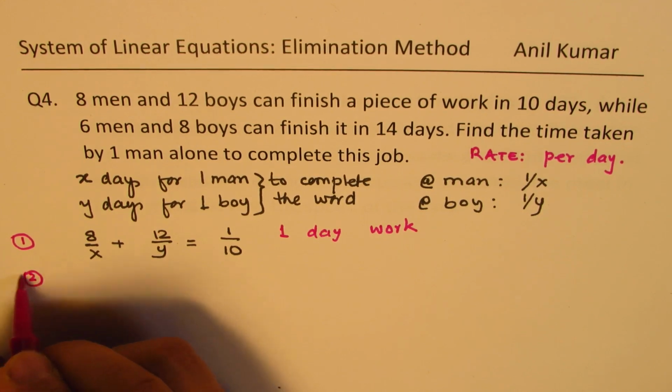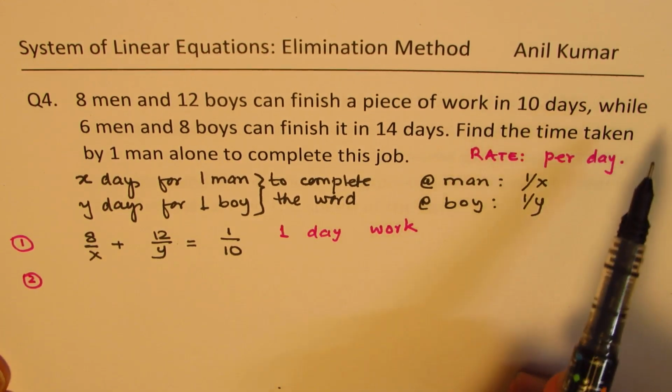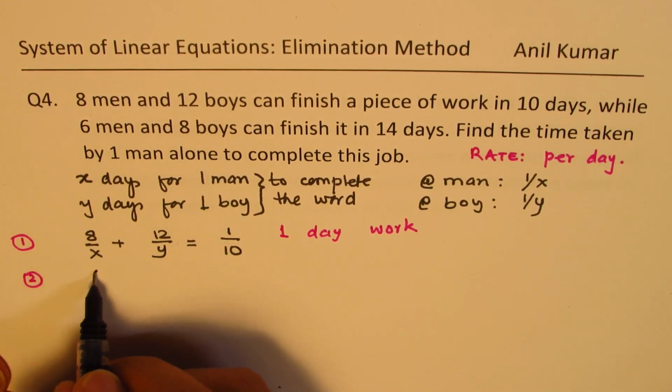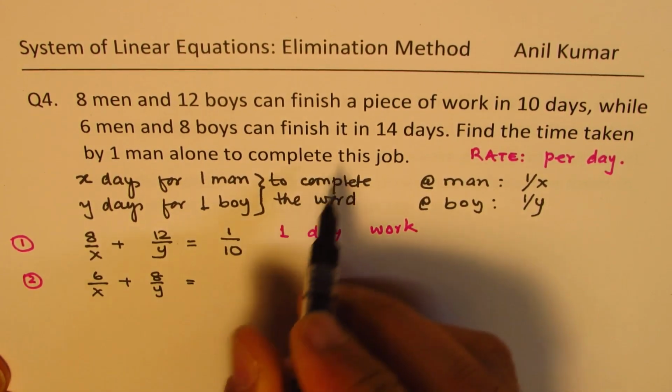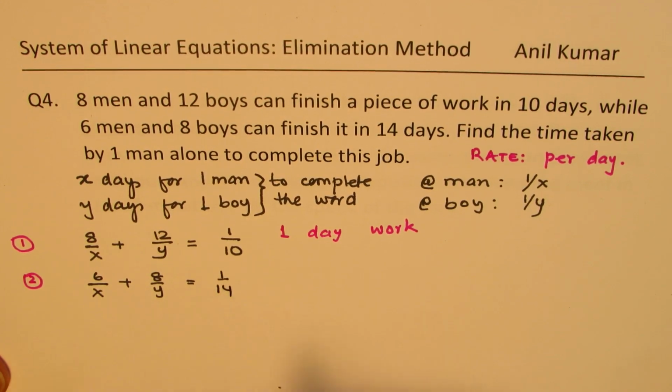Second equation is very similar to this. While 6 men and 8 boys can do it in 14 days. So 1 over 14. Is that clear to you? So we get two equations. Now, how do we eliminate? We need x, we want to eliminate y.